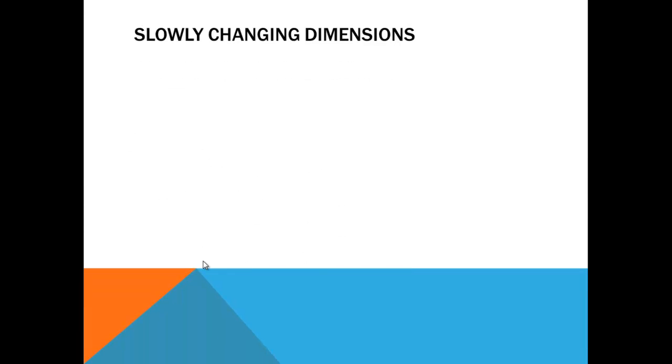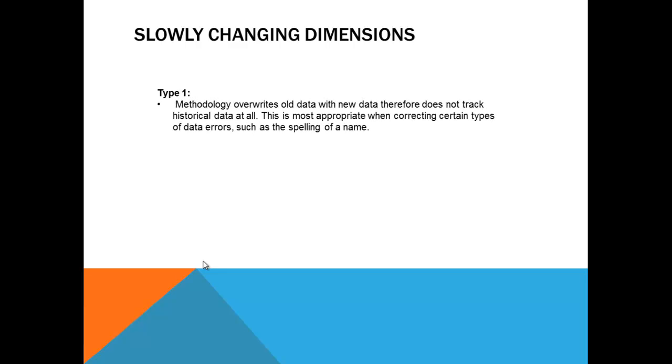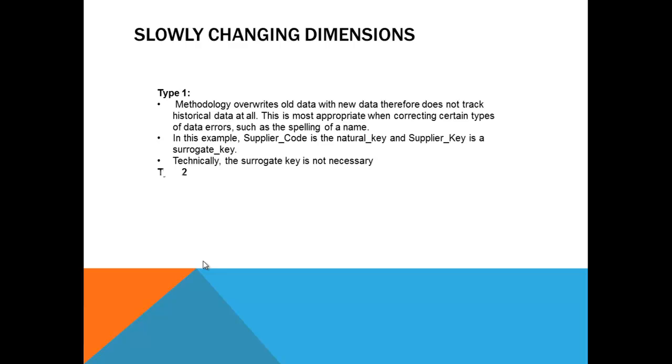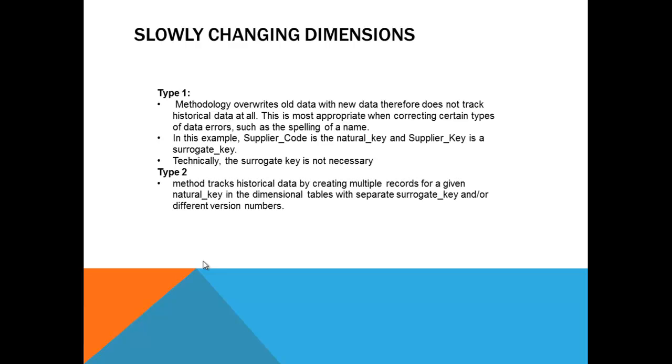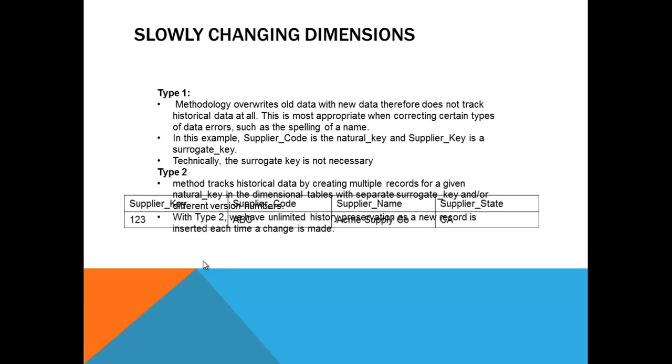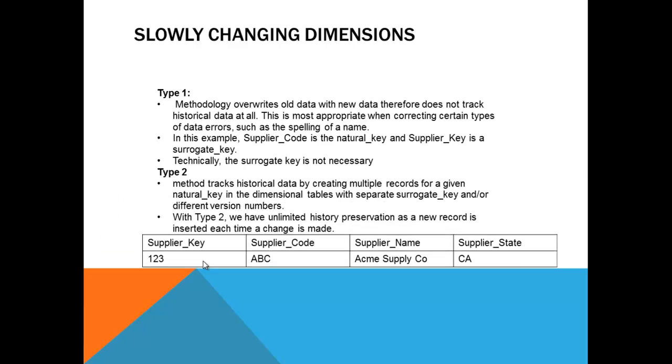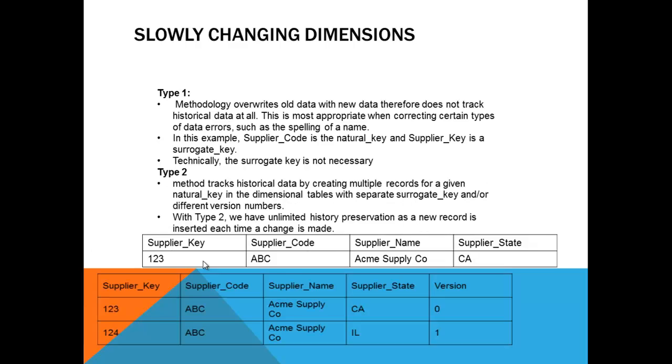Okay, in this type 1, I was showing you that we are going to override and update it. Whereas type 2, I was showing you the example here. You see, this is type 1. I have supplier key 123, supplier code ABC, and supplier company and the supplier state.